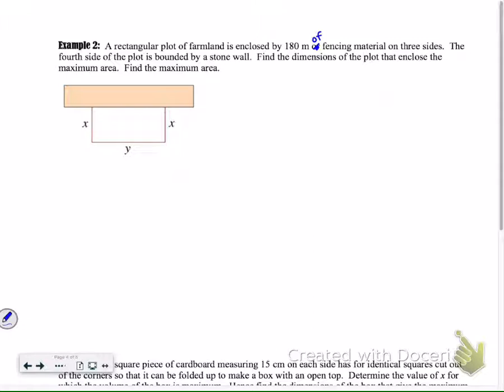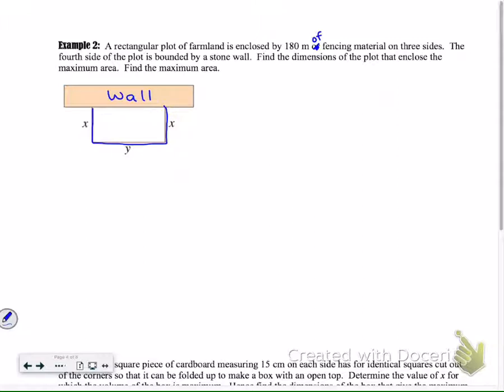Now, first of all, to find the area, well, let's talk about our picture first. So here is my stone wall. And so we're using part of that wall as a boundary. So when we draw our rectangle here, we only have 3 sides to worry about.